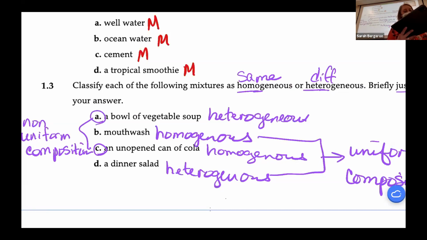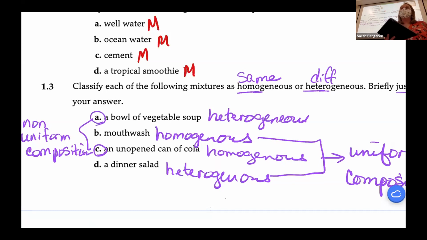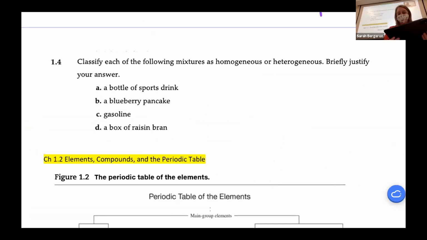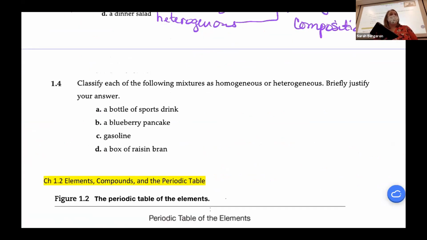Okay, so that all looks the same. How about an unopened can of cola, of soda? Now you can't see through the can. We need a clear bottle, right? It's all the same, so it must be homogeneous. A dinner salad. Why did they put olives on my salad? Just pick them off. That's heterogeneous. Okay. How about a bottle of sports drink? Homogeneous. Blueberry pancake. Heterogeneous. You can pick out those blueberries. Gasoline.